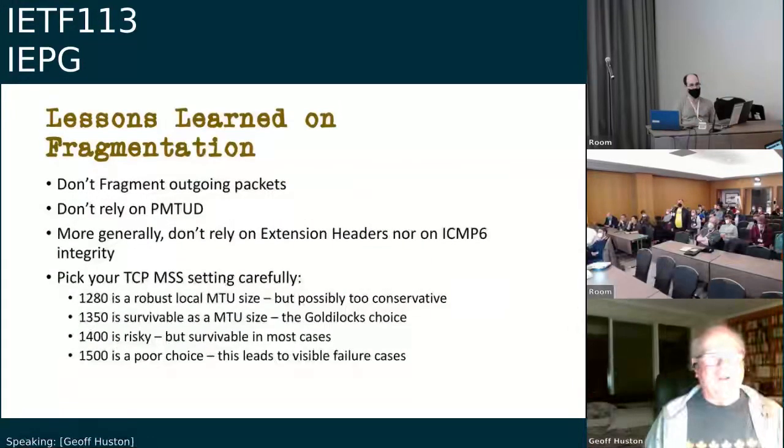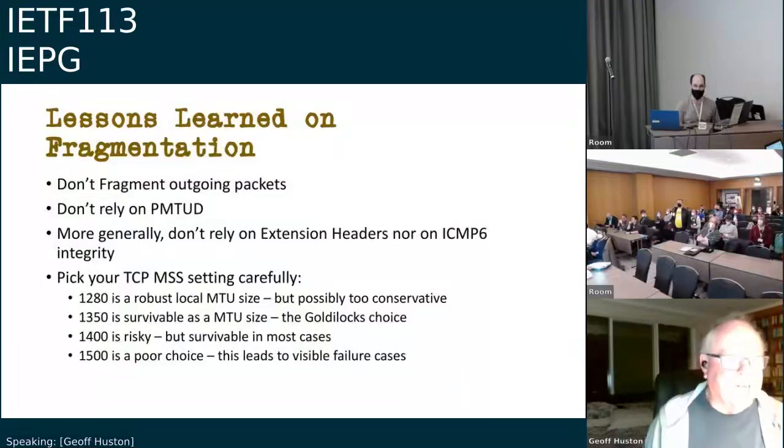So what lessons have we learned? Don't fragment. Don't rely on path MTU discovery, and don't rely on extension headers. And interestingly, if you are going to fragment, don't just give a big first packet and a trailing tiny one. If you're going to fragment, be decisive. Make your first packet small or smaller. Go down to 1280 bytes or something and shove the rest in the trailing fragment. If you actually do just a big packet and small trailers, you have a much higher chance of losing everything.